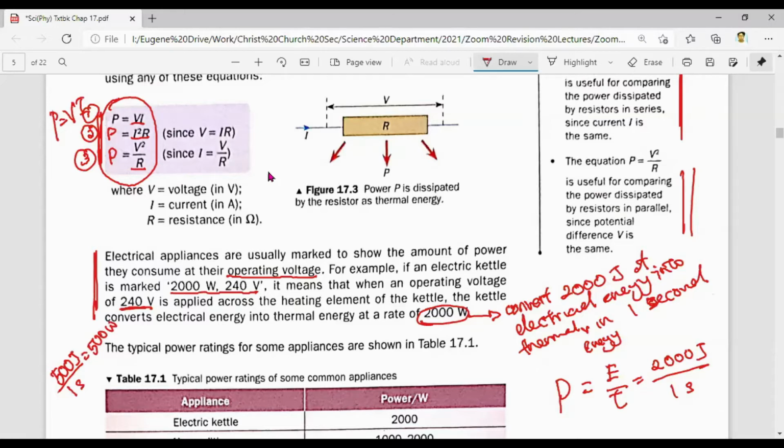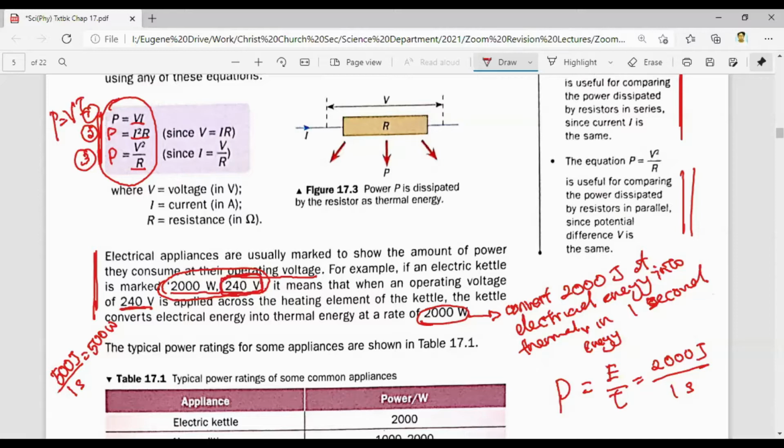Now, a question. If the thing we are looking at is not operating at 240 volts, say the electric kettle is marked 2000 watts, 240 volts, but I plug it into a 120 volt socket, will it operate at 2000 watts? The answer is no. It will operate at a lower power. So the key here is whenever you see something like this, you need to connect it to a 240 volt supply. Then it will operate to give you 2000 watts of power.